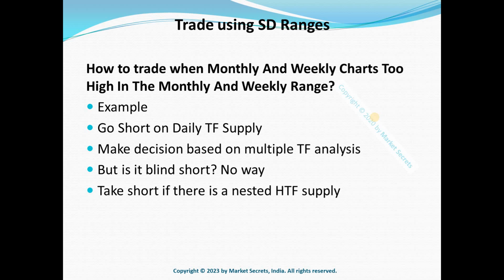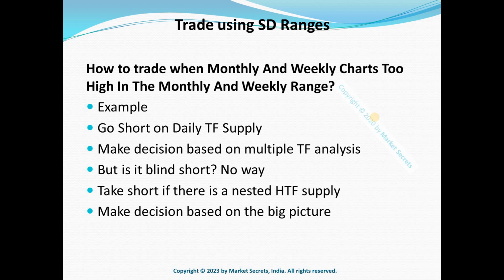Well, we could take a short, for instance, if the daily supply zone is nested within a weekly or monthly supply zone, and the monthly and weekly charts are also in the downtrend. So you spot a supply zone on the daily chart, and if you look at the weekly chart, it's actually nested within the weekly supply zone, and weekly is in a downtrend. In such cases, you can take the short. Or you check the monthly chart, and this daily supply zone is nested within the monthly supply zone, and monthly is in a downtrend. In such cases also, you can take that trade. But blindly or randomly taking a trade at the daily supply zone is completely not allowed.